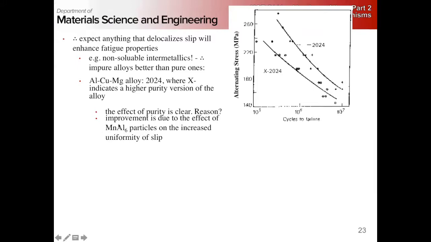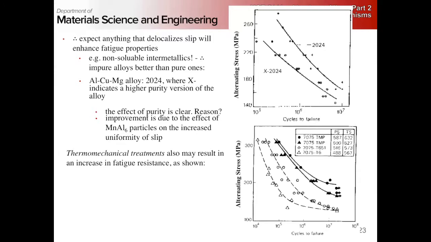Right? We have manganese aluminide particles, MnAl6, that are large enough that they disrupt the shear localization that happens in the repeated cutting of particles, and their presence imparts a much more uniform slip over the entire grain.